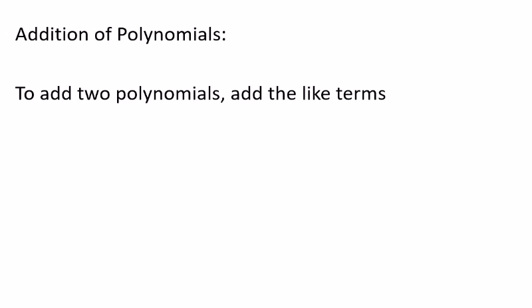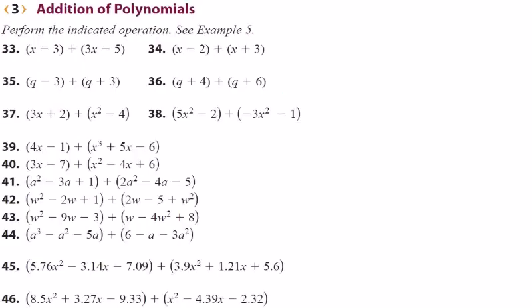All right, so next we're going to talk about addition and subtraction of polynomials. So to add polynomials, really we just combine like terms. We just add the like terms, okay? So let's see some examples here. All right, so let's see number 34. So just going to combine like terms. So I'm adding this binomial with this binomial. And so I have x plus x, that's 2x, right? And then I have negative 2 plus 3, which is positive 1. And that's it.